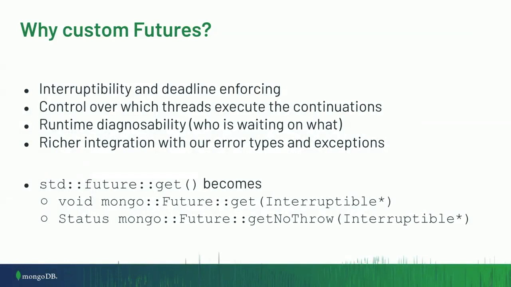Also, by having our own features and the interruptible class, we know at the runtime who's waiting on what, so that if a customer's server is blocked, they can run something similar to top, and it's going to tell them, oh, this thread is waiting on this query, is waiting on data from this node or something like that, versus every time something gets stuck, we have to ask them to run GDB, and then we have to look at the stack dump and so on. And also it gives us richer integration with error types and exceptions that I described.